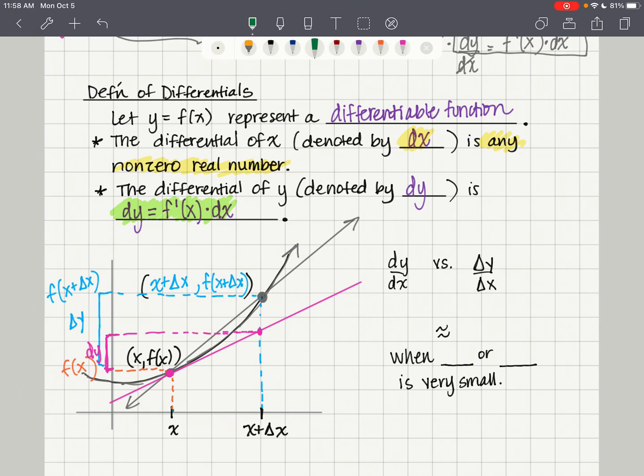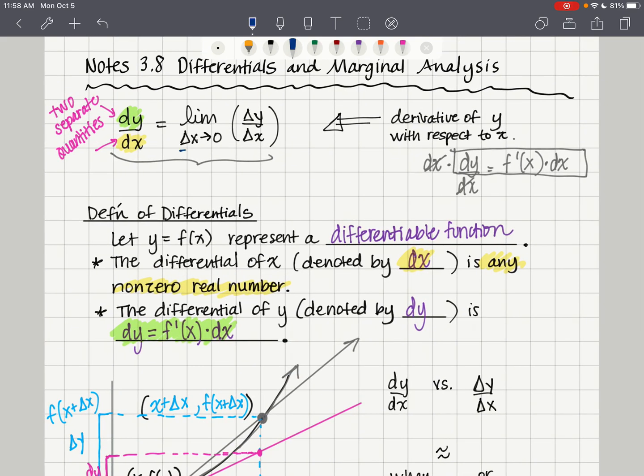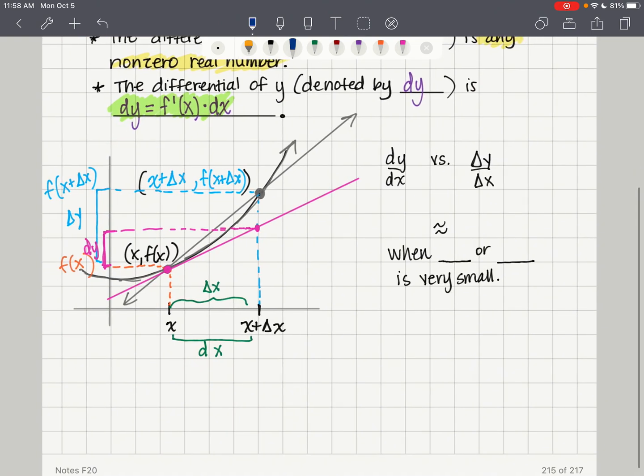Now hopefully you can envision what's going to happen. When your delta x and your dx become very, very small, what happens? The secant line gets very, very close to being the tangent line. It's not exactly the tangent line, but it gets very, very close to being the tangent line. So that's why we want that delta x to approach 0.